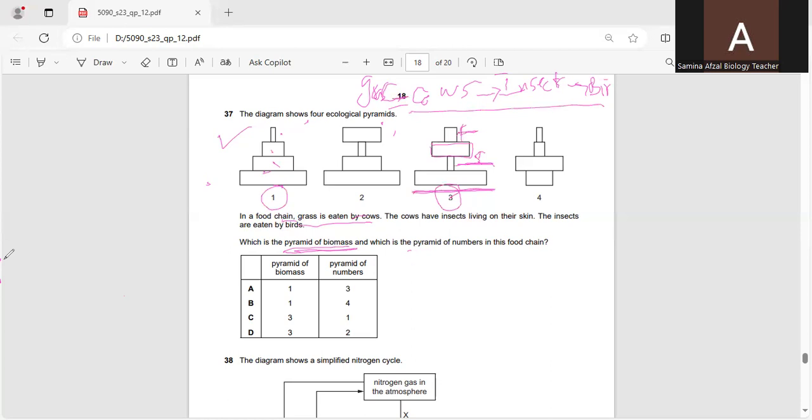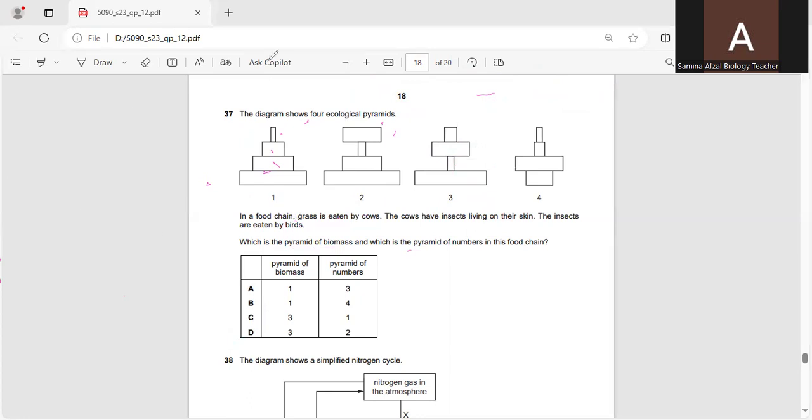First of all, always draw the food chain and then you will be able to find the correct answer. So in this case, you can see the correct option is A. All the other options are not correct, because first we made this food chain and then we came to know the correct result.